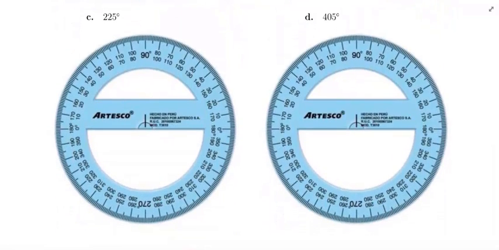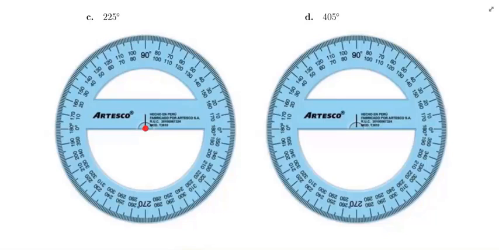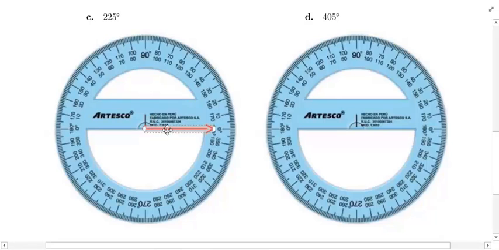All right, so now we're going to try to draw 225 degrees in part C, okay? It is a positive angle, so we're going to rotate counterclockwise. Let's go ahead and put the vertex down, and the initial side. Draw that initial side coinciding with the positive x-axis. So draw it through 0 degrees / 180 degrees, okay?